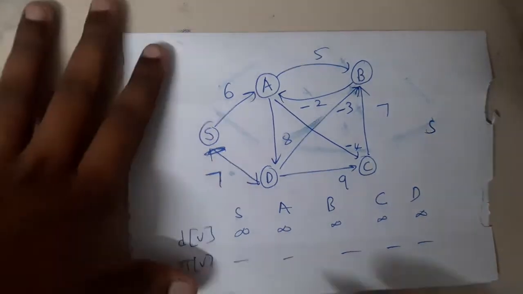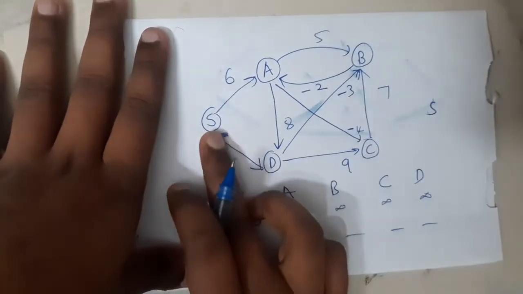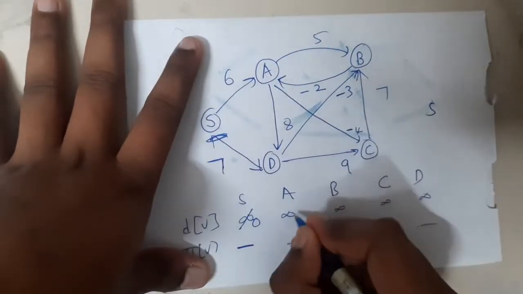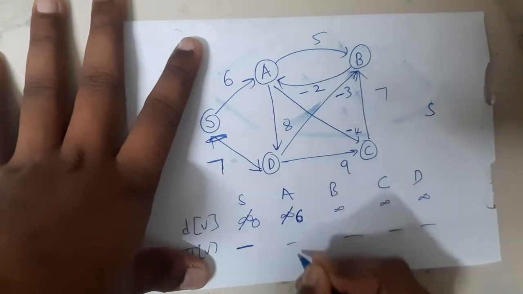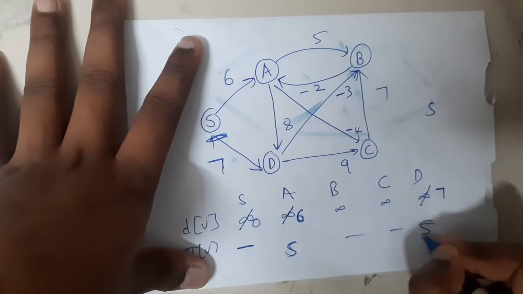Okay, yes. So what you will do is at the start, update it to 0 and keep it nil. From S, where can you go, guys? From S you can go to A directly, right? Yes. So you will update this value to 6. And from S you can go to D also, so with a cost of 7 you can go to D.